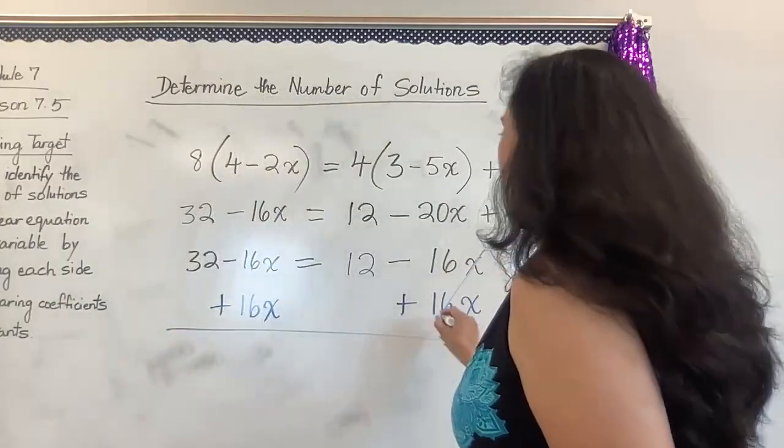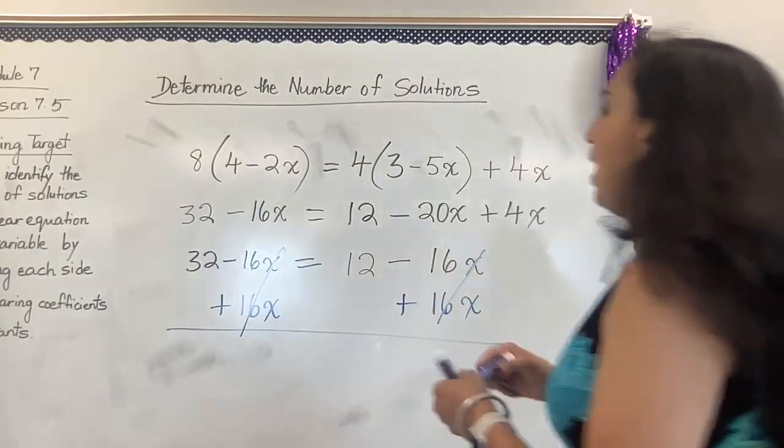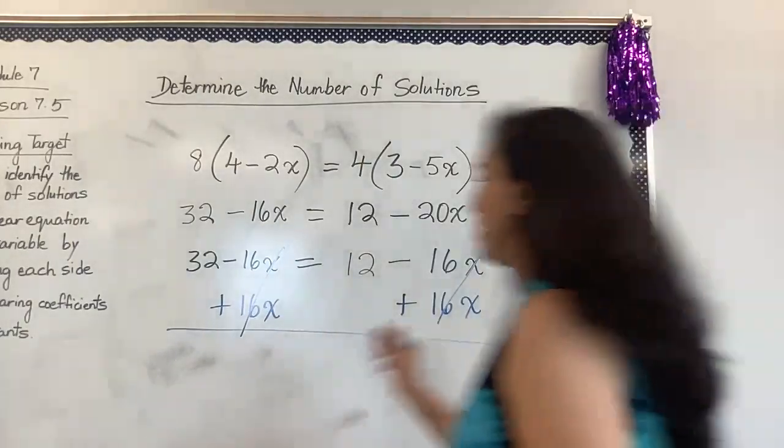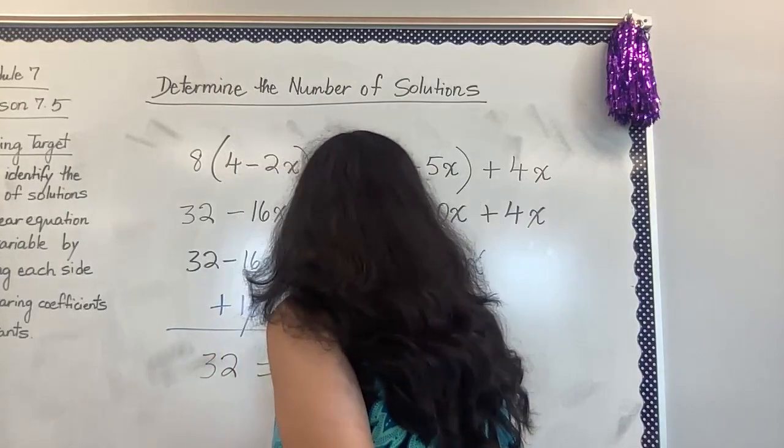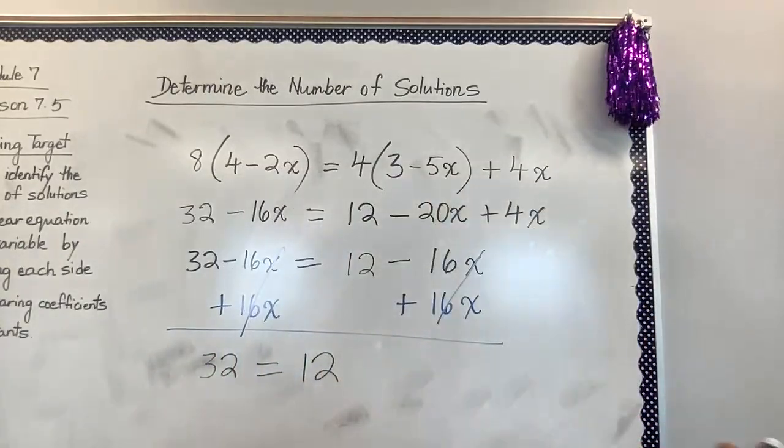Okay. And this becomes 0. This becomes 0. And so then it says 32 is equal to 12. Can 32 be equal to 12? Absolutely not. Okay, so equation 32 = 12 is never true because no values can be substituted to make the equation true.